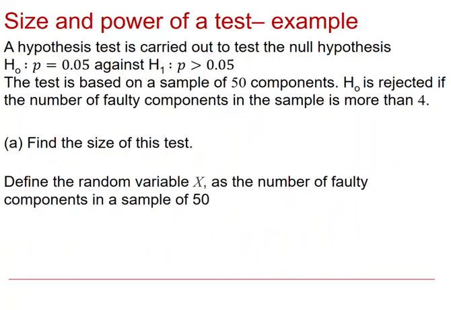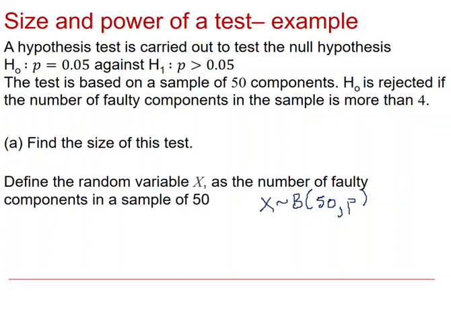And it would be a good idea to define the random variable x as the number of faulty components in a sample of 50, and then we can write down the distribution of x as binomial with n is 50 and p whichever value we're going to use for it.